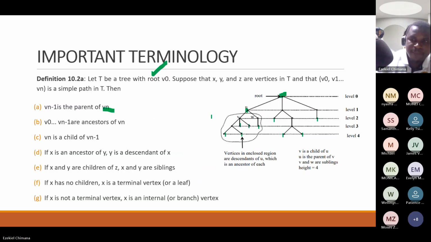So also there is what we call a level. This is the first level, 0, level 1, level 2, level 3, up to level 4. So these three have got 4 levels. It starts at level 0. It differs from height. Height starts at 1.